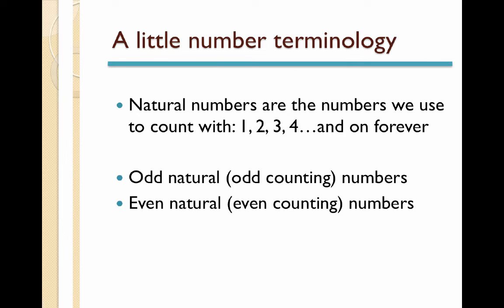Let's look at a little bit of number terminology. Natural numbers are numbers that we use to count with. 1, 2, 3, 4, and so on forever. Zero and negative numbers are not part of natural numbers. We could have the odd natural numbers and the even natural numbers.